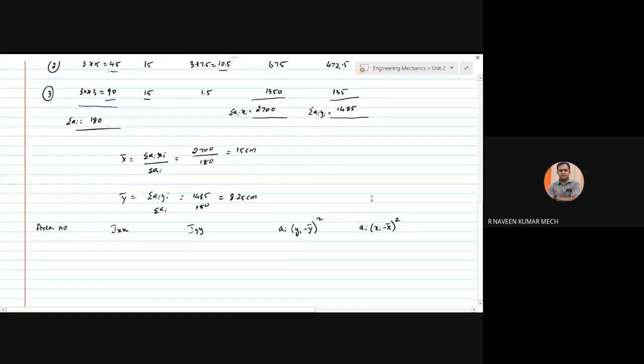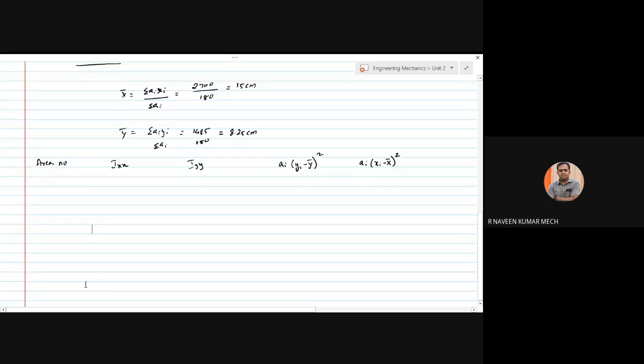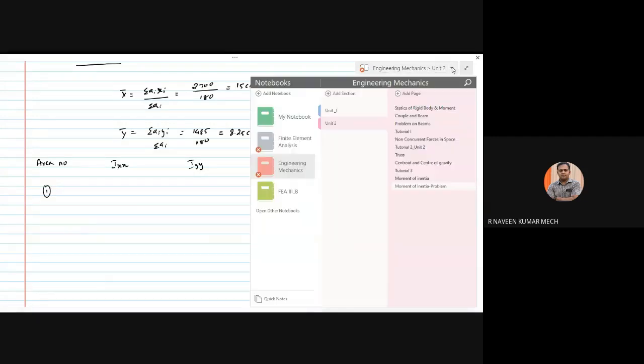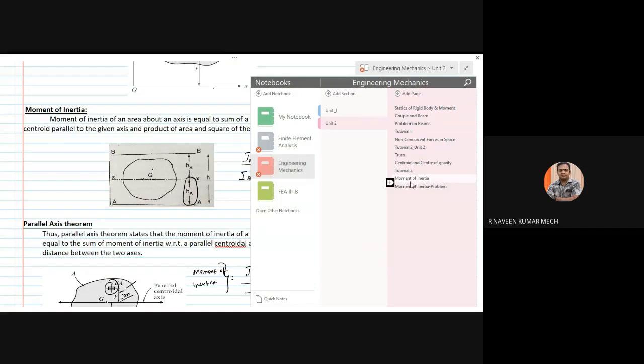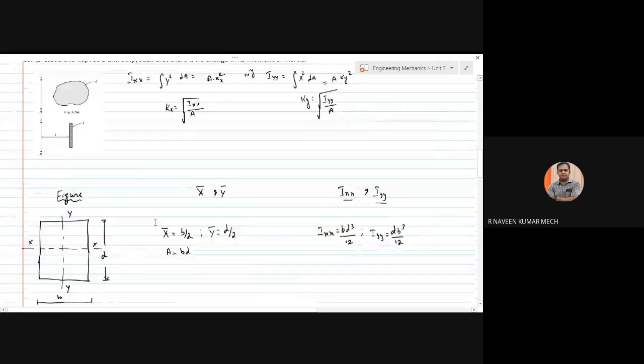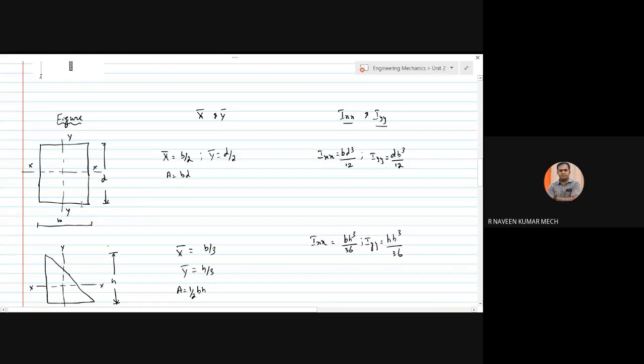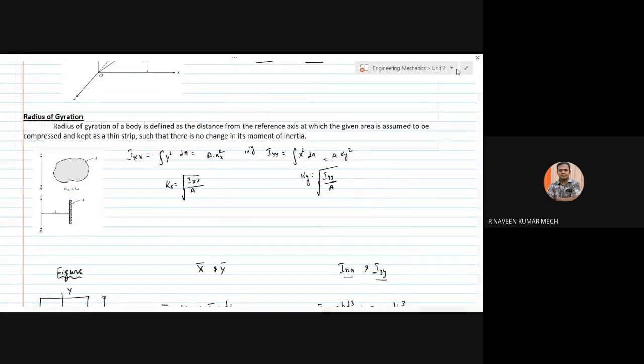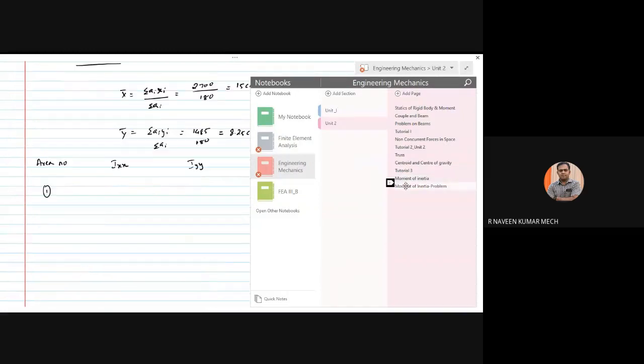For area 1, we know the formula. Yesterday we wrote the formula for a rectangle: what is the formula for finding Ixx and Iyy? Ixx is equal to BD cube by 12, and Iyy is equal to DB cube by 12. Here B is breadth and D is height. Just remember this formula for this problem, since we are dealing only with rectangles.